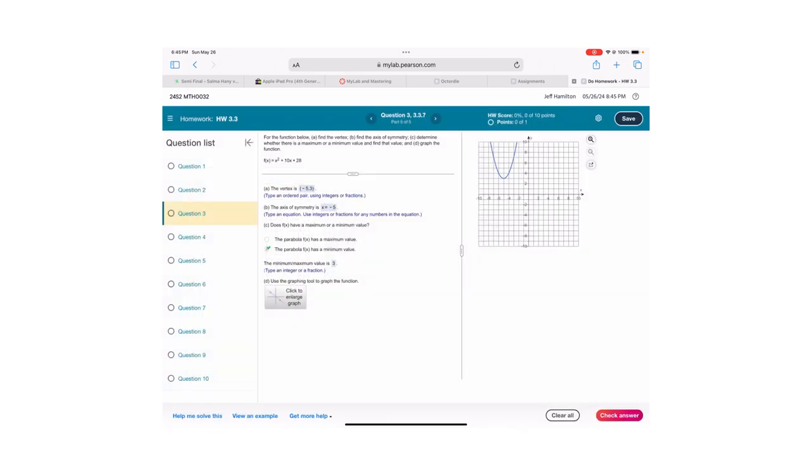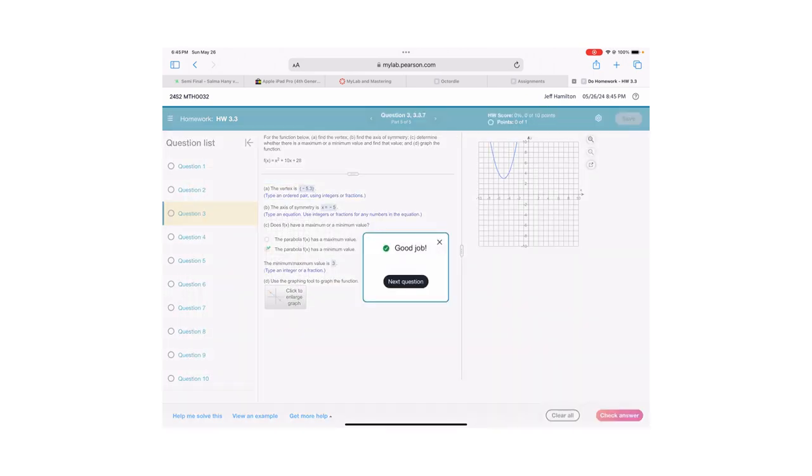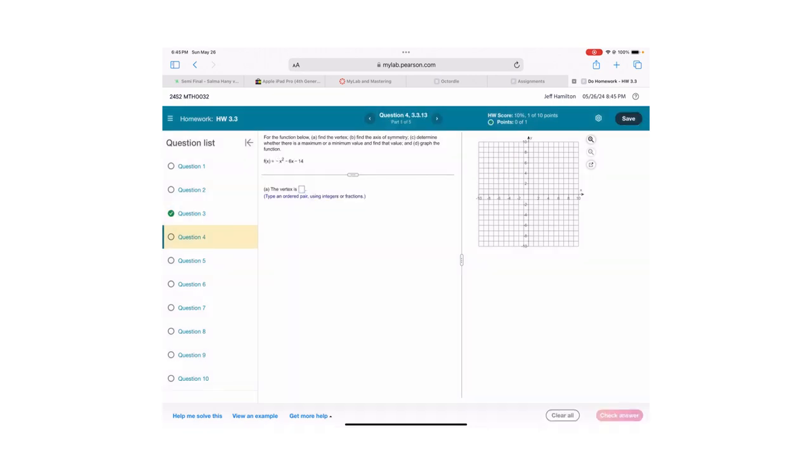Let me hit save and check. Got it. Okay, so to graph, you need to have 2 points.